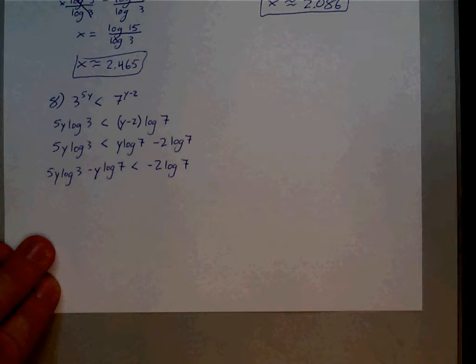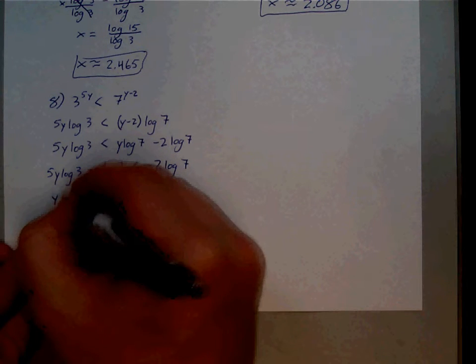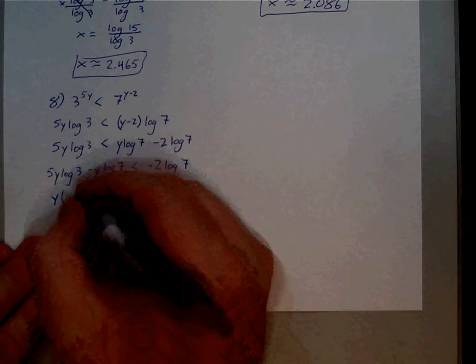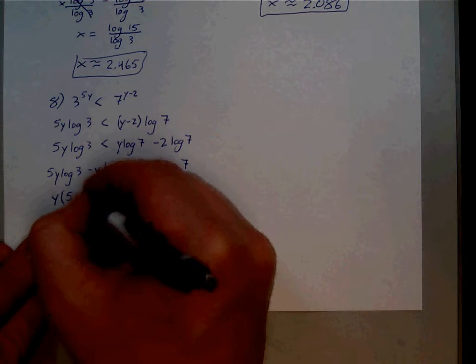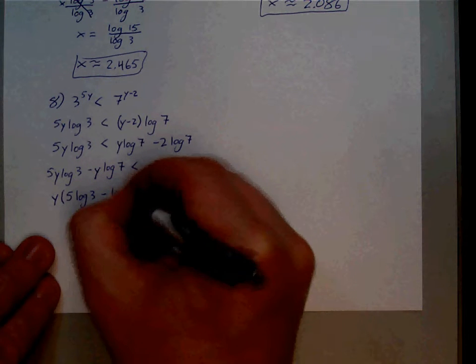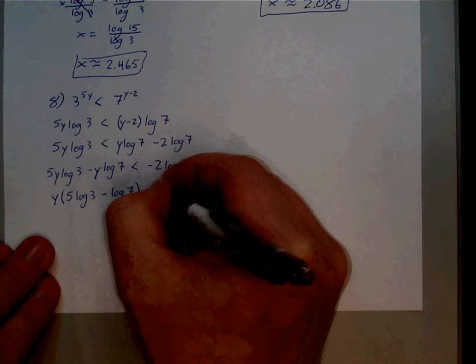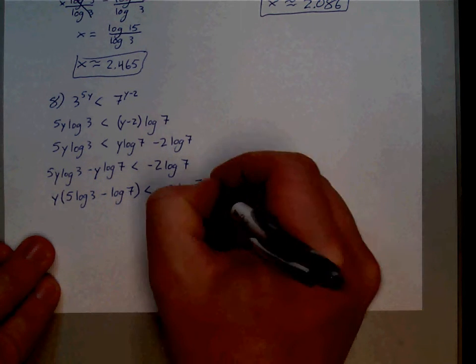And so now, once again, my goal is to get y by itself. I can actually factor the y out here. So when I factor that out, I have y outside, and then inside I'm left with 5 log of 3 minus the log of 7 is less than negative 2 log of 7.